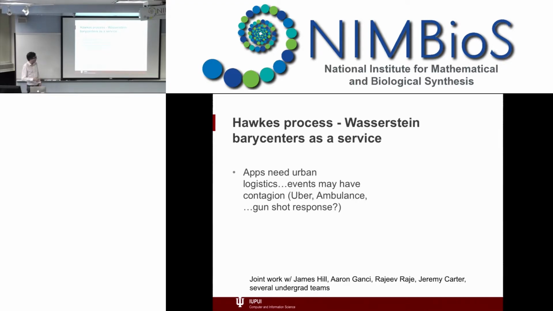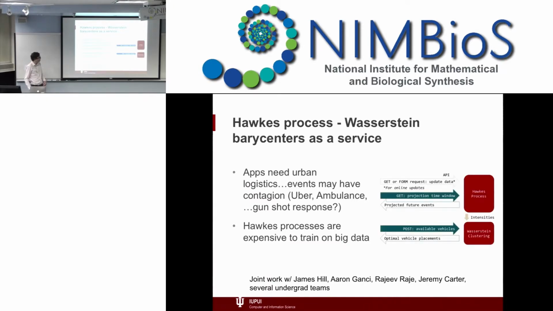A lot of software apps need urban logistics. You could imagine city departments, a lot of cities have gunshot detection sensors around them, so where to position first responders around those could be another example where you could use this. The problem with using these Hawkes processes is they're expensive to train. It's order n squared, where n is your number of events, because you have to look at pairs of events and whether they caused each other. So they don't scale very well, typically. We had to address that issue in that project.